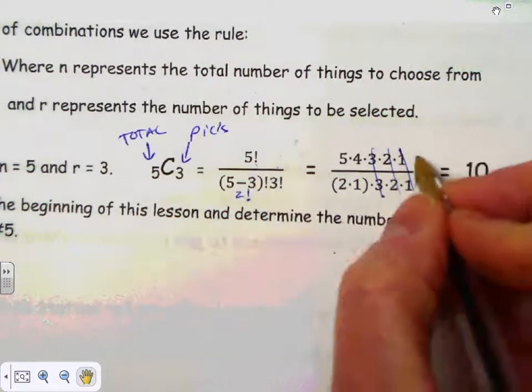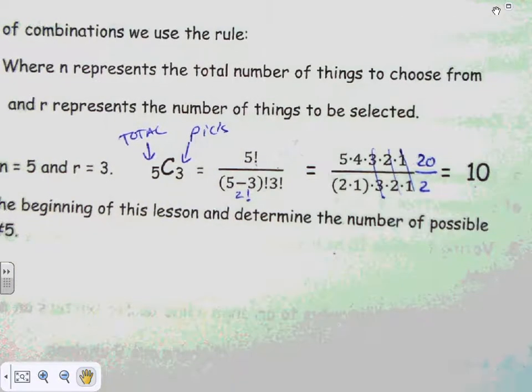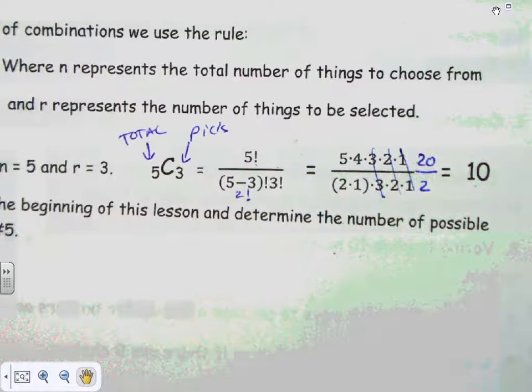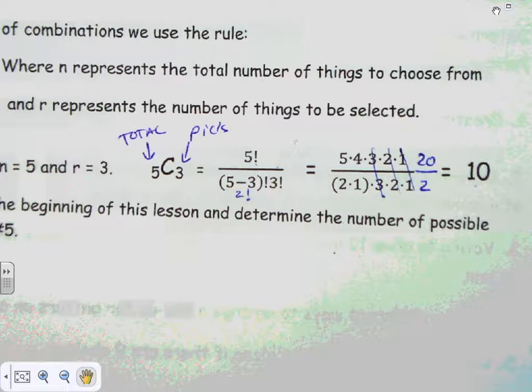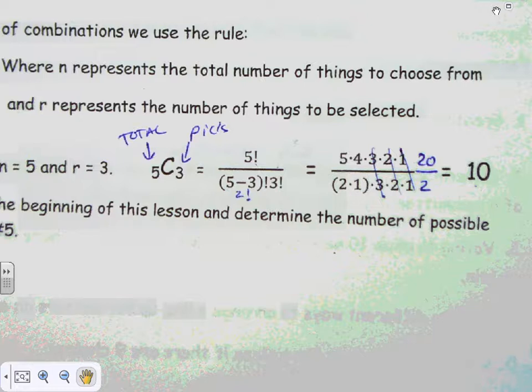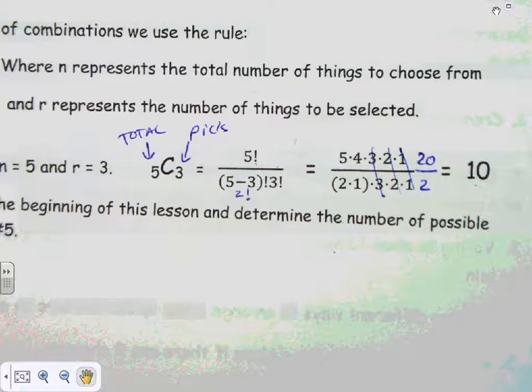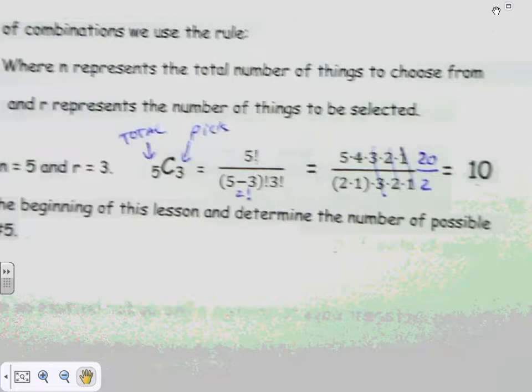5 times 4 is 20. 20 divided by 2 equals 10. And that was the number of choices that we saw when we wrote out all of the possibilities. It's kind of cool, isn't it? Factorials are used quite a bit in algebra and algebra 2. You'll see a fair amount of them. Okay. So now that you have an idea of how it works, let's see if we can go back and work problems 3 and 5.